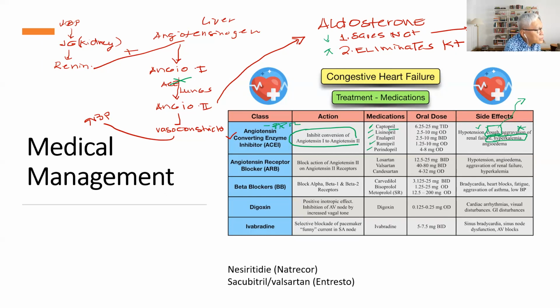Okay? All right, so for the angiotensin 2 receptor blockers, you're going to actually do your blocking right over here. So you're blocking the action of angiotensin 2 on angiotensin 2 receptors. And they are the drugs that end with sartan: losartan, valsartan, candesartan. And again, it is the same side effects as the ACE inhibitors because basically they're acting in the same areas.